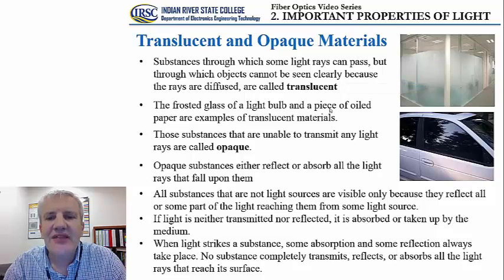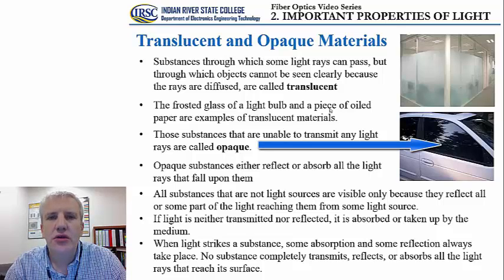The materials that are unable to transmit any light are so-called opaque materials. Opaque materials would either reflect or absorb all the light rays that fall upon them. All substances that are not light sources are visible only because they reflect all or some part of the light reaching them from some light source. If light is neither transmitted nor reflected, it is absorbed or taken up by the medium. In other words, the energy of the light is being absorbed, it's being sucked up by the molecules of that material.